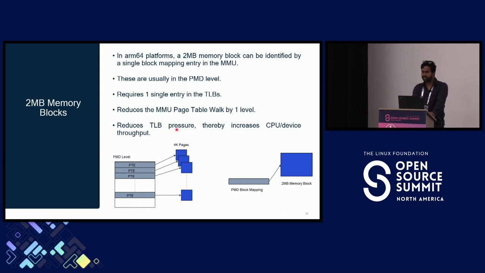So reduced TLB pressure means improved throughput, where your device or the CPU will have a much faster way of accessing this memory. This is an advantage if you have multimedia use cases like camera, video, or graphics that require a huge amount of memory and use these block mappings. Imagine you need 1 GB of memory for your camera or video driver: with 2 MB blocks you'll have fewer entries in your descriptor compared to 1 GB divided by 4K.